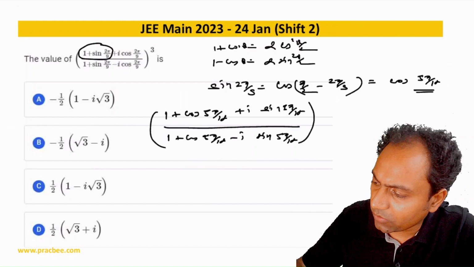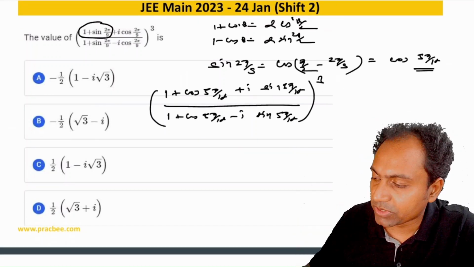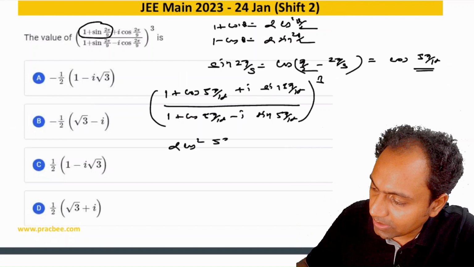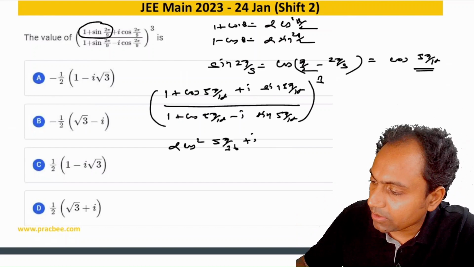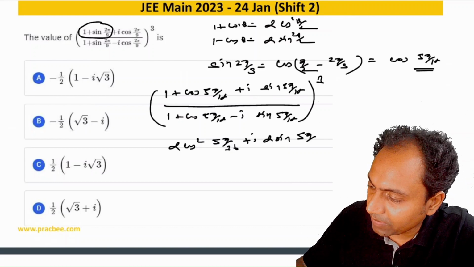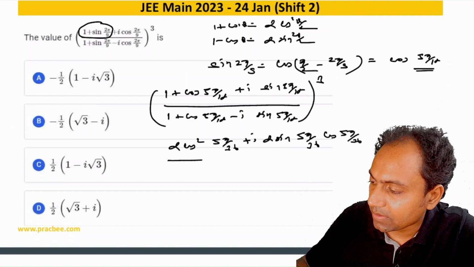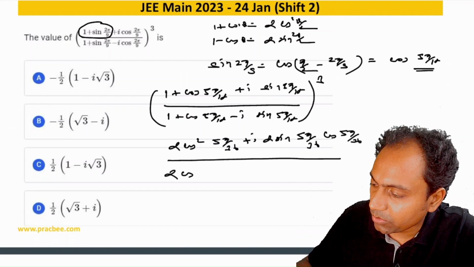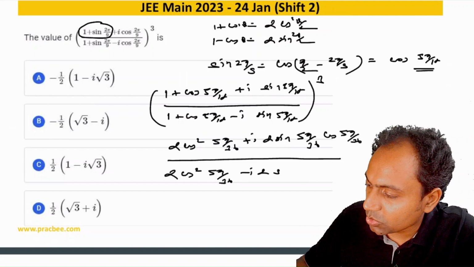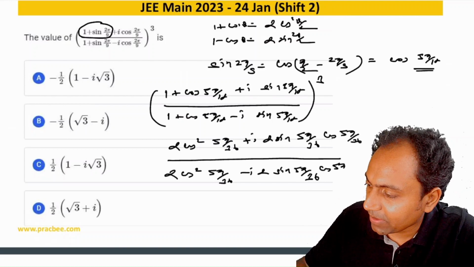Now you can observe what I will do here. This is something very general that we will use multiple times in multiple questions. 1 plus cos theta can be written as 2 cos square theta by 2, so this becomes 5 pi by 36. Also sine theta can be written as 2 sine theta by 2 cos theta by 2, that is 2 sine 5 pi by 36 into cos of 5 pi by 36. In the denominator, same thing: 2 cos square 5 pi by 36 minus i times 2 sine 5 pi by 36 and 2 cos 5 pi by 36.